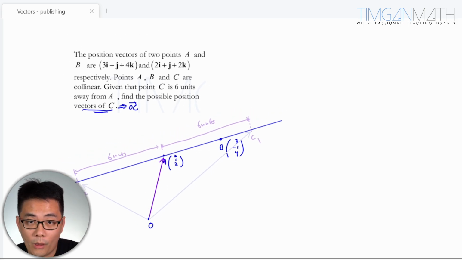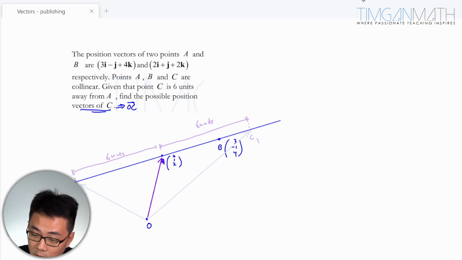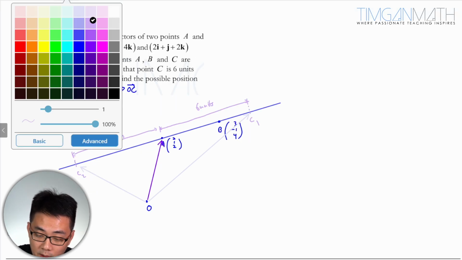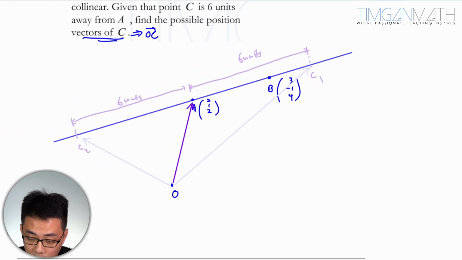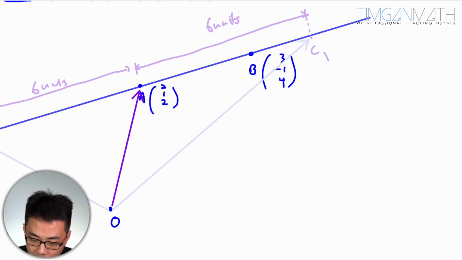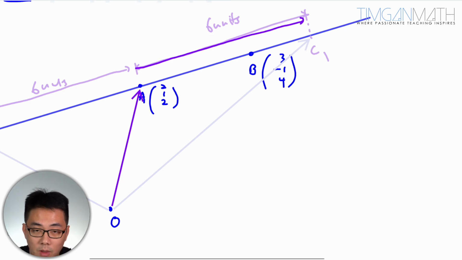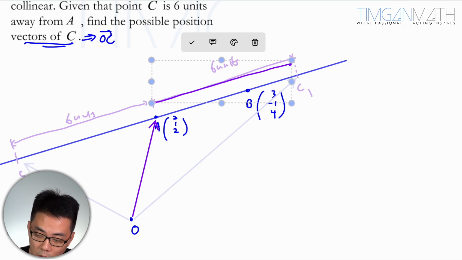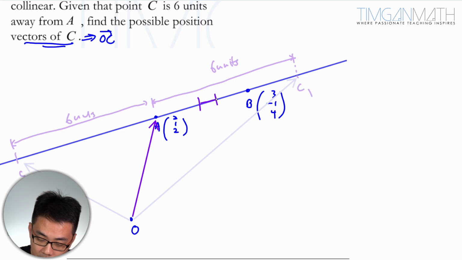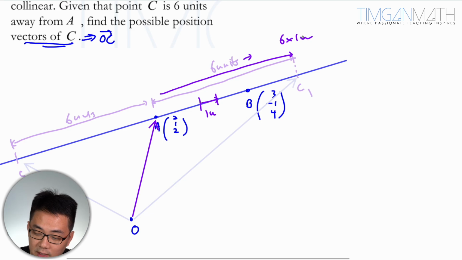Now, this is where unit vectors come into play, because you are told 6 units away from A, and A, B, C are collinear. Now this is why I want you to hear very carefully. If you want to find A to C, what you need now is 1 unit of the line. So you just cut out 1 unit here. Say this is 1 unit. So you just take 1 unit. These 6 units, this vector here, is 6 times the 1 unit vector.